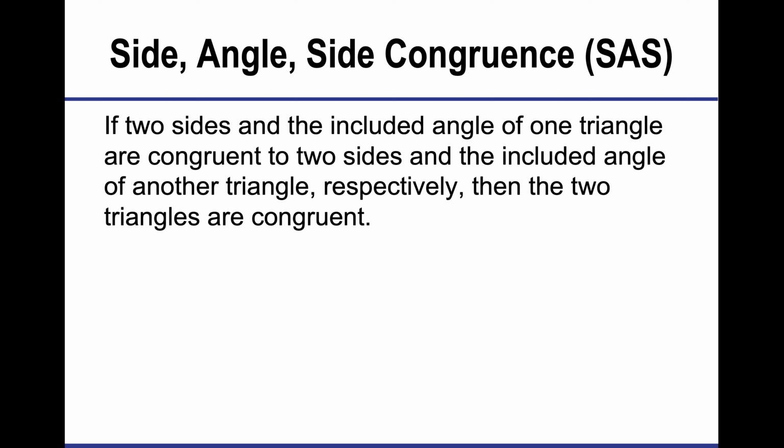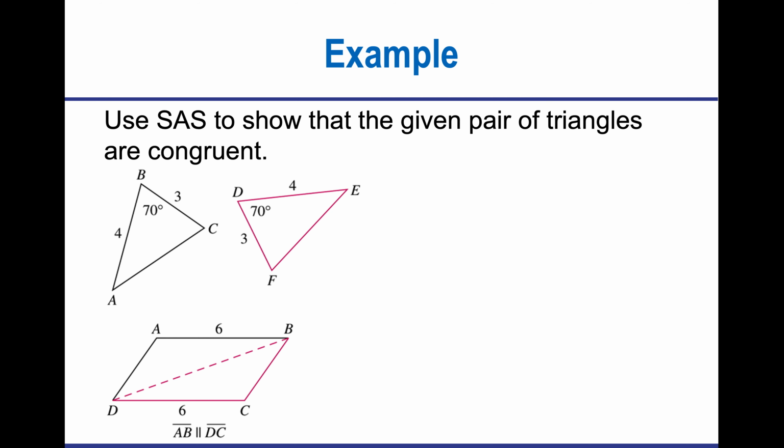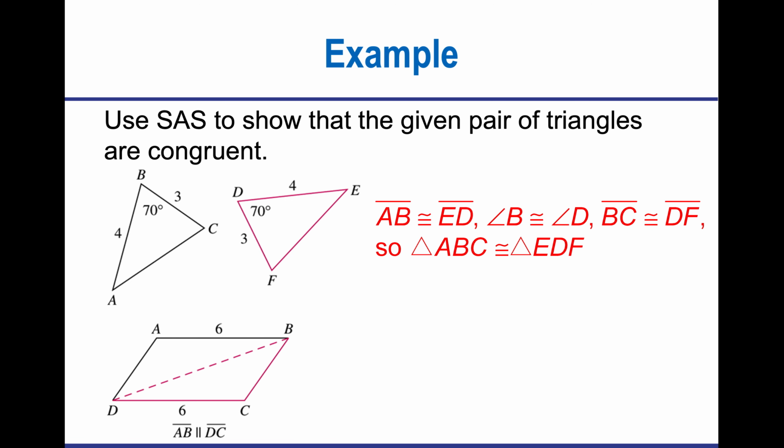Another congruence theorem is side angle side. If I have two sides that are congruent and the angle between them, it has to be between them, then I can say that all six pieces are going to be congruent. If I'm constructing something that involves two sides and an included angle, I can do that with my straight edge and my compass. So here's an example of side angle side to show that two pairs are congruent.